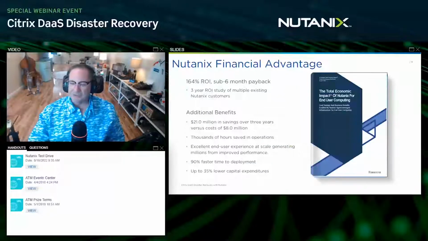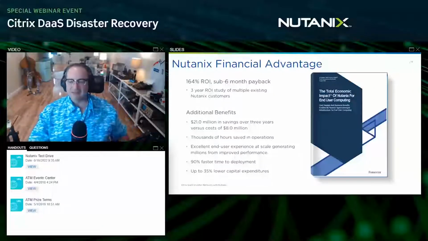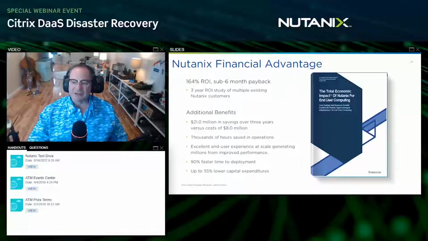I want to point you to a couple of things. The Forrester Total Economic Impact of Nutanix for EUC, end user computing. This is one of my favorite reads that I have. So it's telling you 164% ROI in under 6 months payback. That's amazing. 3-year ROI study. I just recently reread this again, and it is chock full of information. Look at the savings over 3 years versus the cost of 8 million, 21 million in savings, thousands of hours saved in operation.